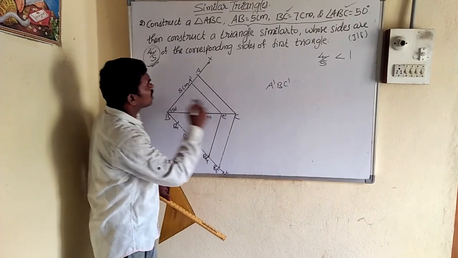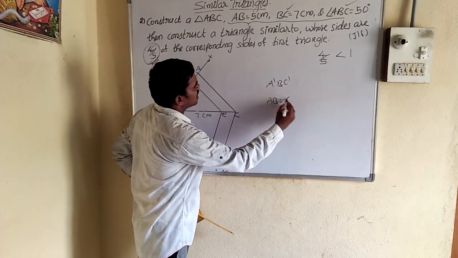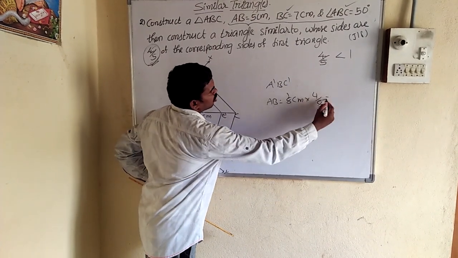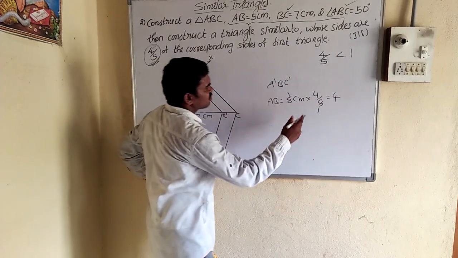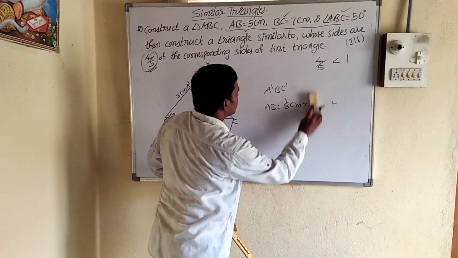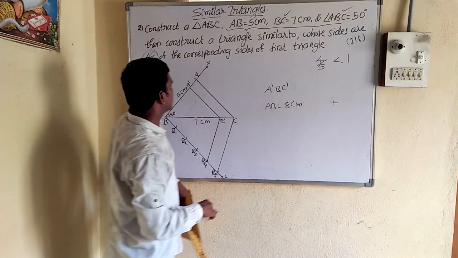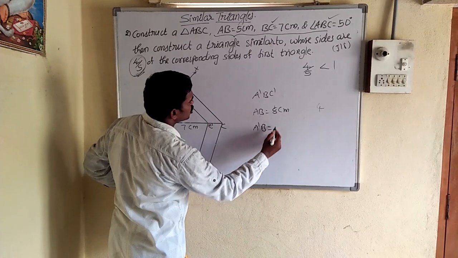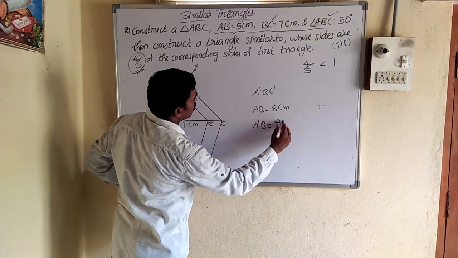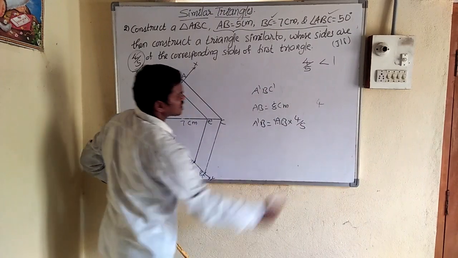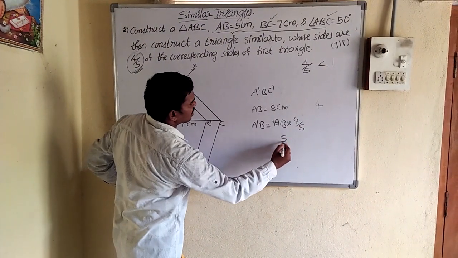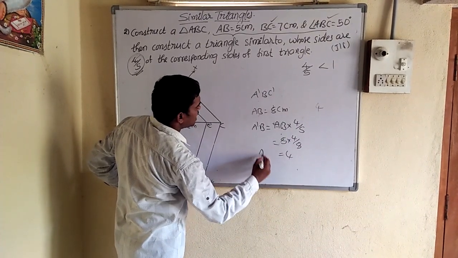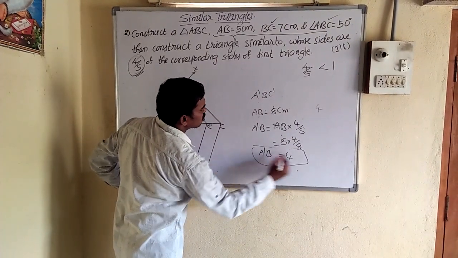Okay, now AB is what here? AB equal to 5 centimeters. I'm multiplying 4 by 5. AB is how much? 5 centimeters. So A dash B should be AB into 4 by 5 times the side. What is AB? 5 into 4 by 5. So 5 cancels, and A dash B must be 4 centimeters.